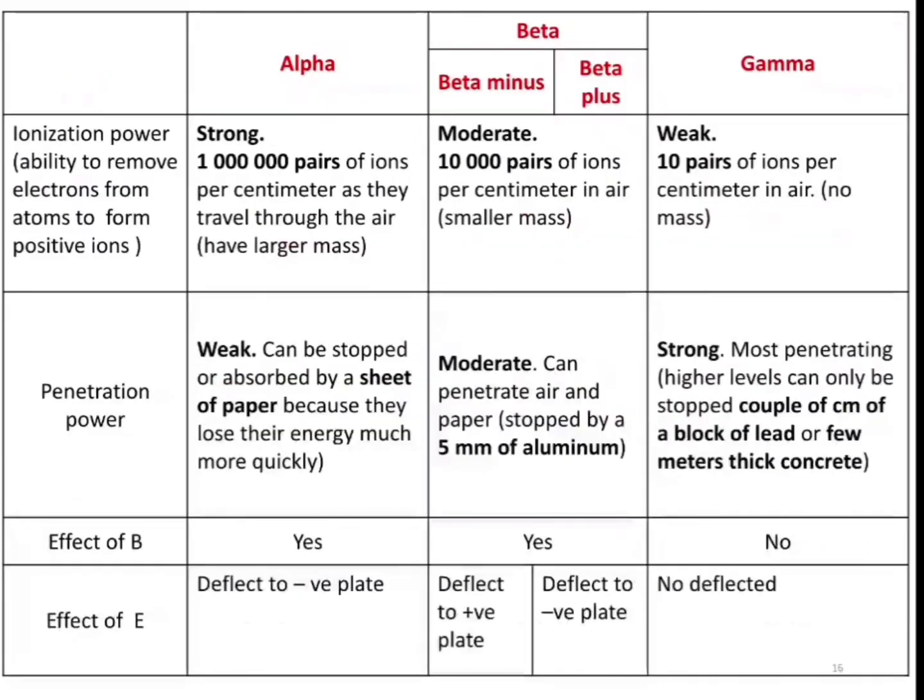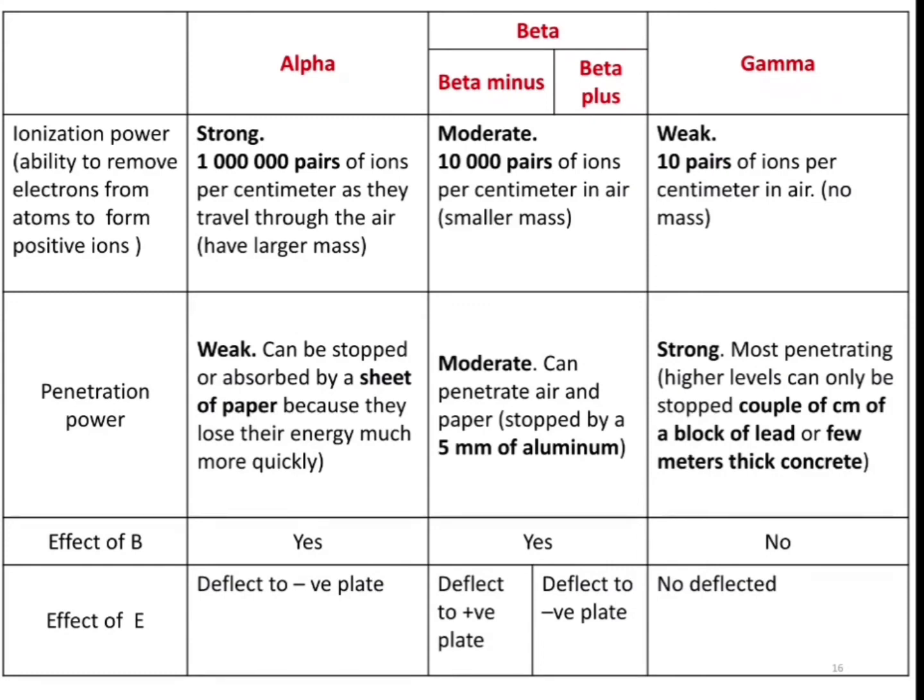Okay, next, for ionization power, alpha has strong ionization power compared to beta and gamma. Gamma's ionization power is very low, only about 10 pairs of ions per centimeter in air. But for alpha, it is 1 billion pairs of ions per centimeter as they travel through the air.